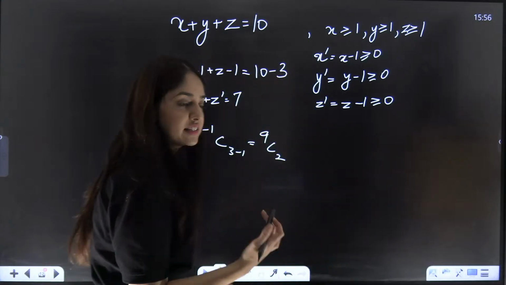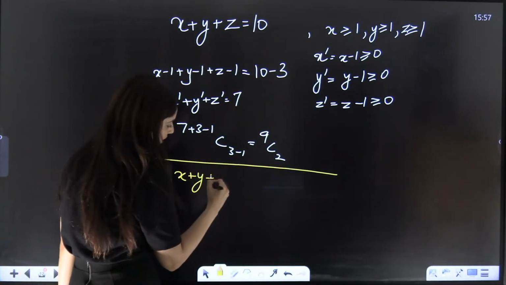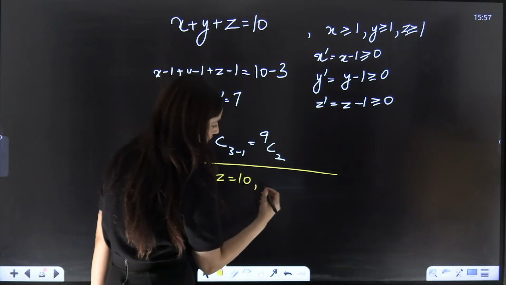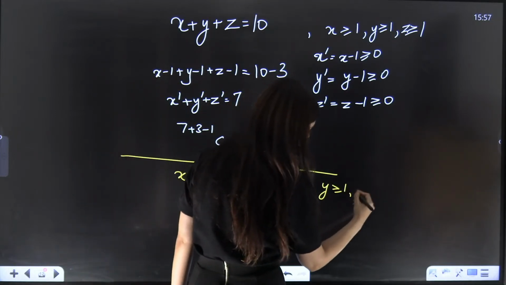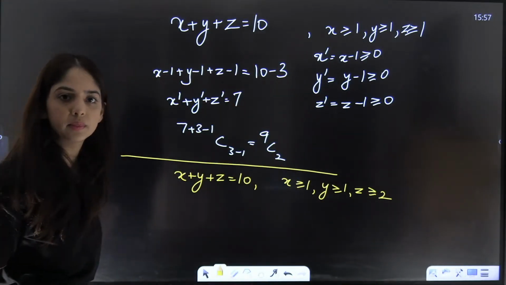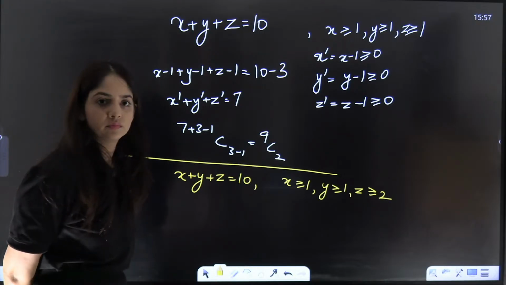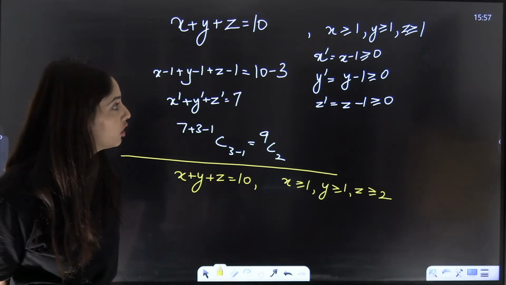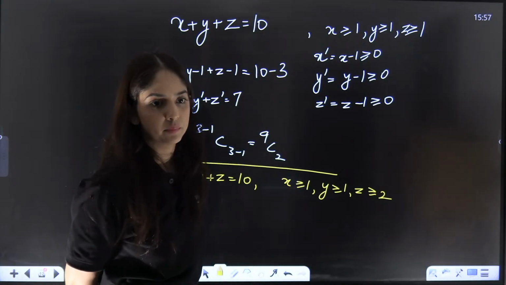So now let's say I had x plus y plus z is equal to 10 such that x is greater than or equal to 1, y is greater than or equal to 1, z is greater than or equal to 2. Then what will be the answer? Use the same logic as this and answer in the chat.